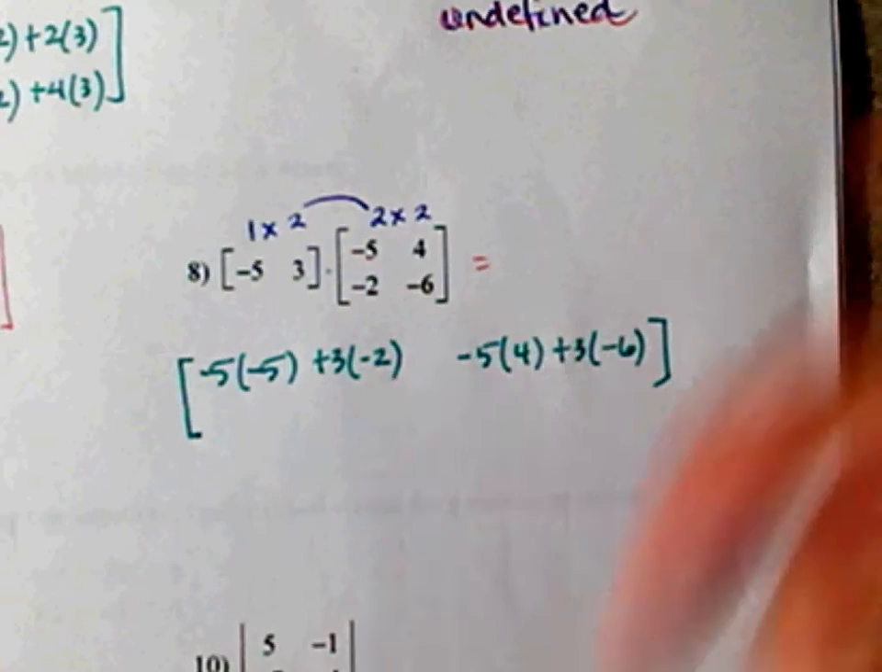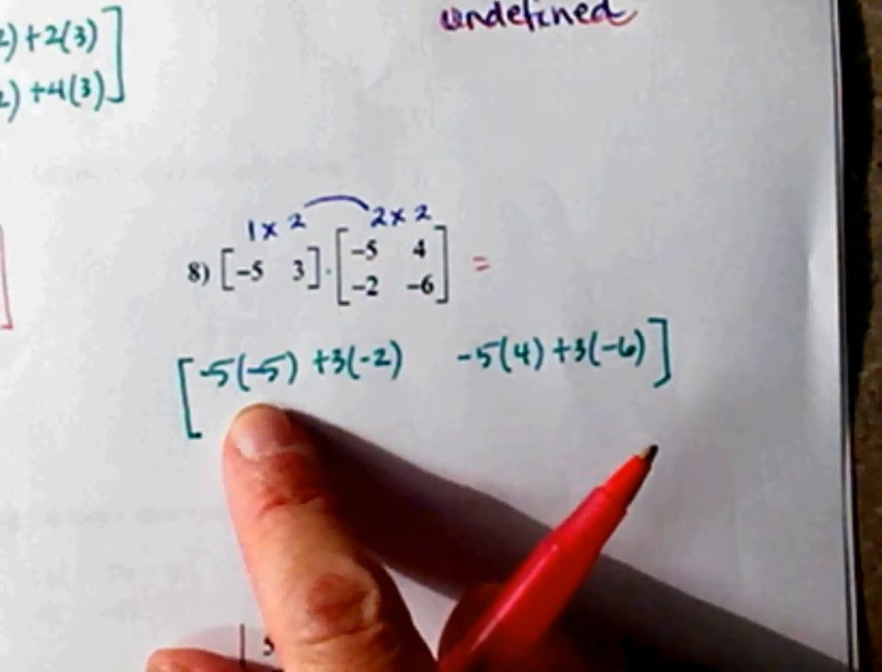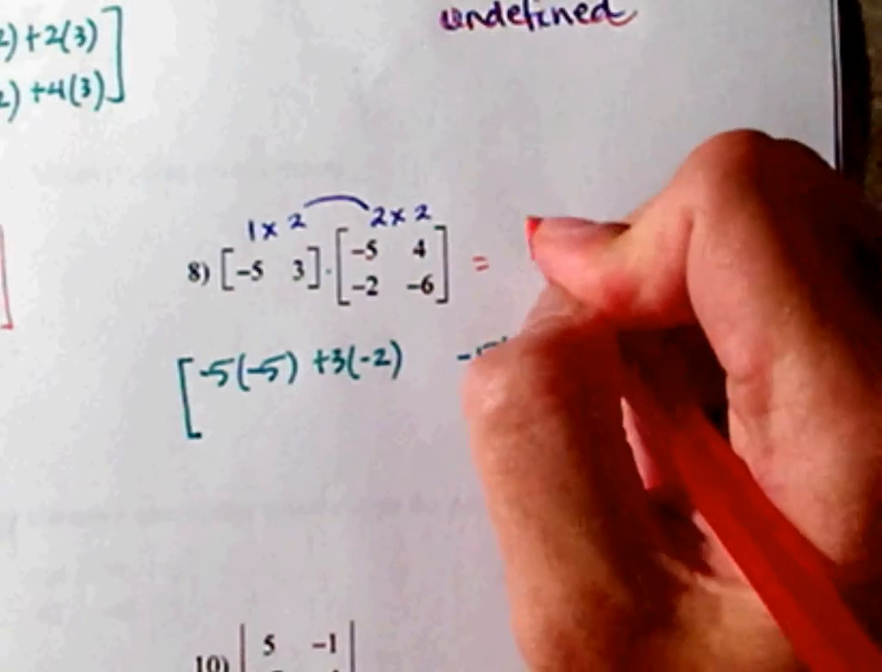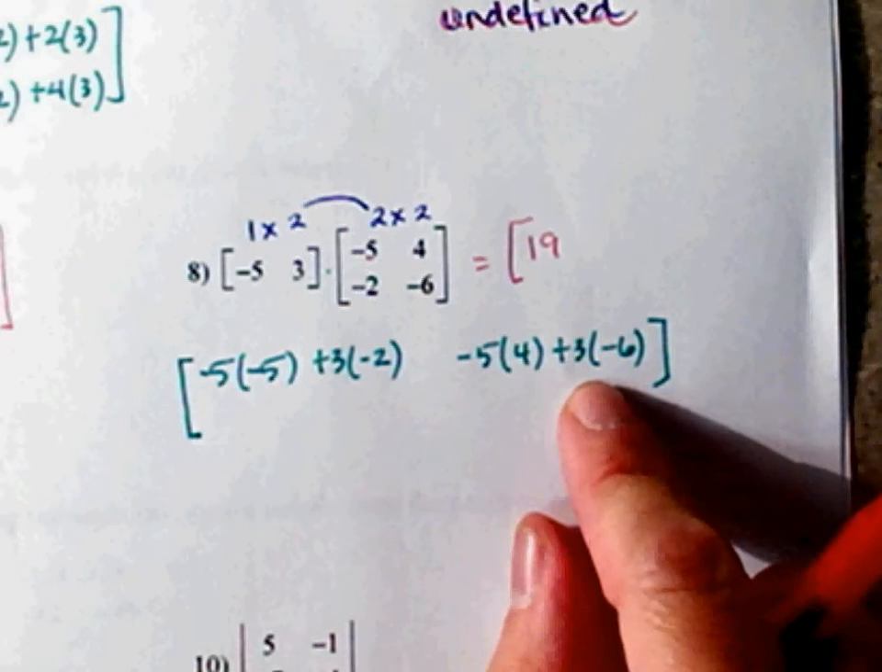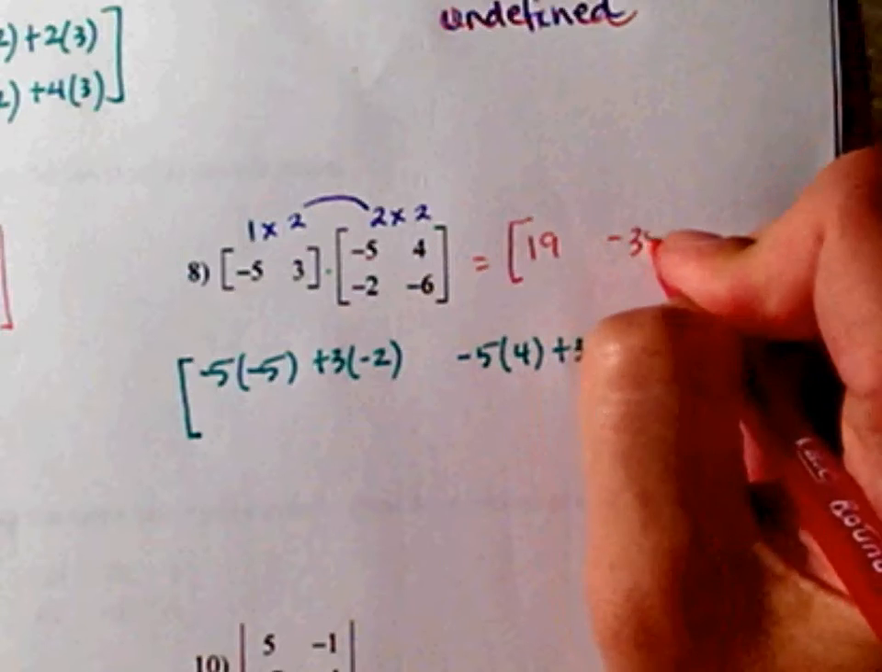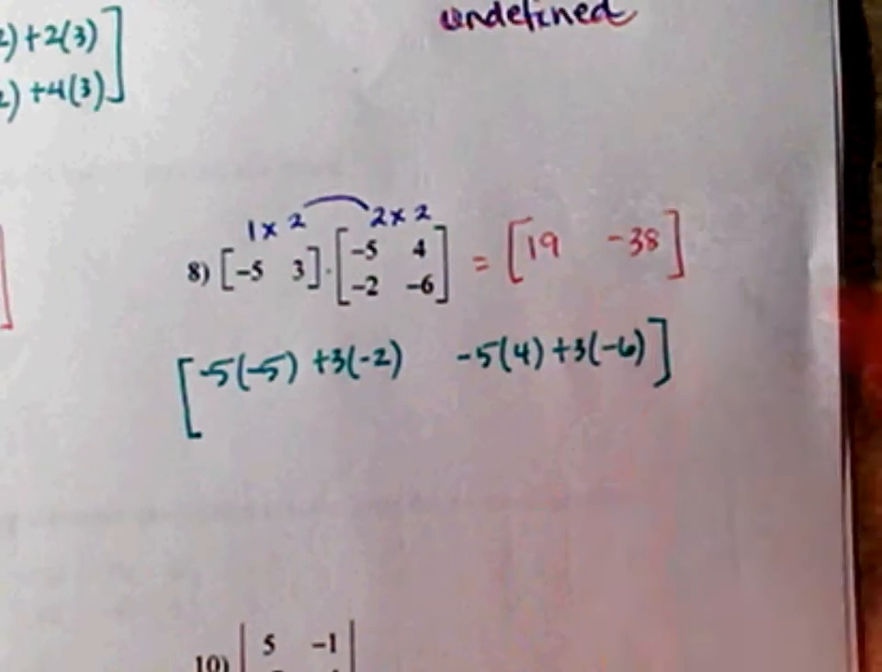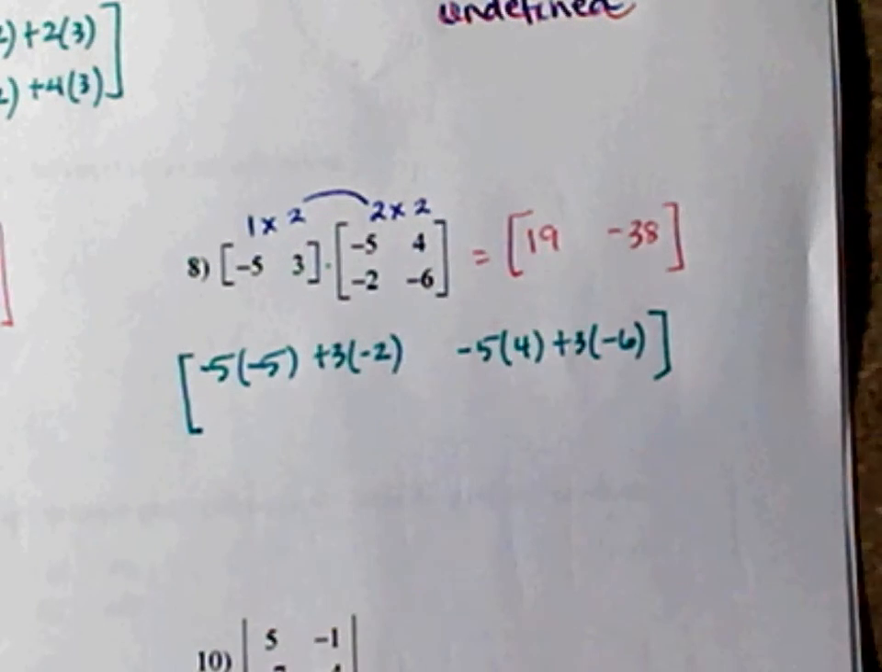25 minus 6 comes out to be 19. Negative 20 minus 18 comes out to be negative 38. Notice I did not use parentheses, just leave a little bit of space. And I have a 1 by 2.